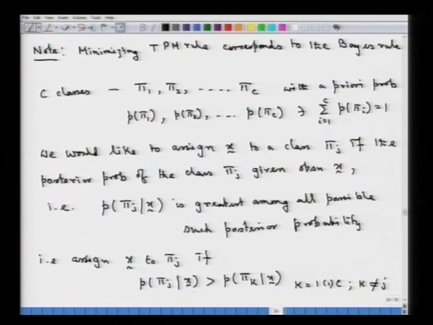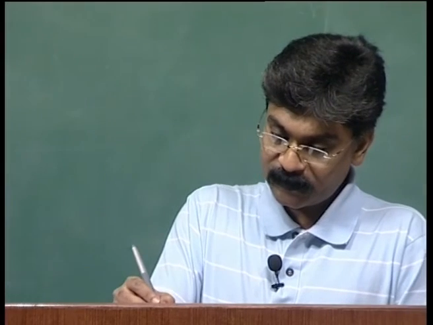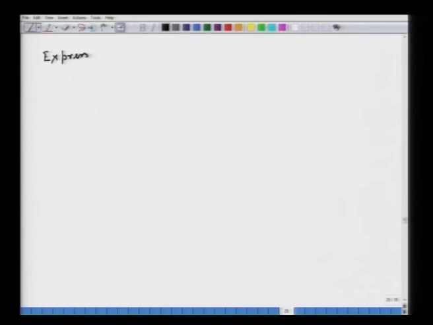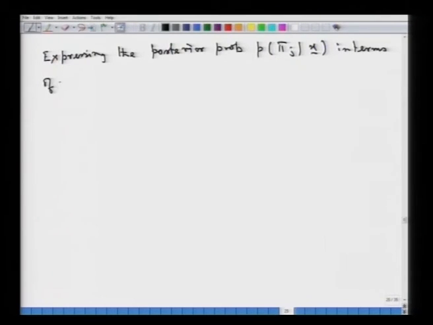Now, let us write these posterior probabilities, expressing the posterior probabilities p(pi j | x) in terms of a priori probabilities. We get the following.